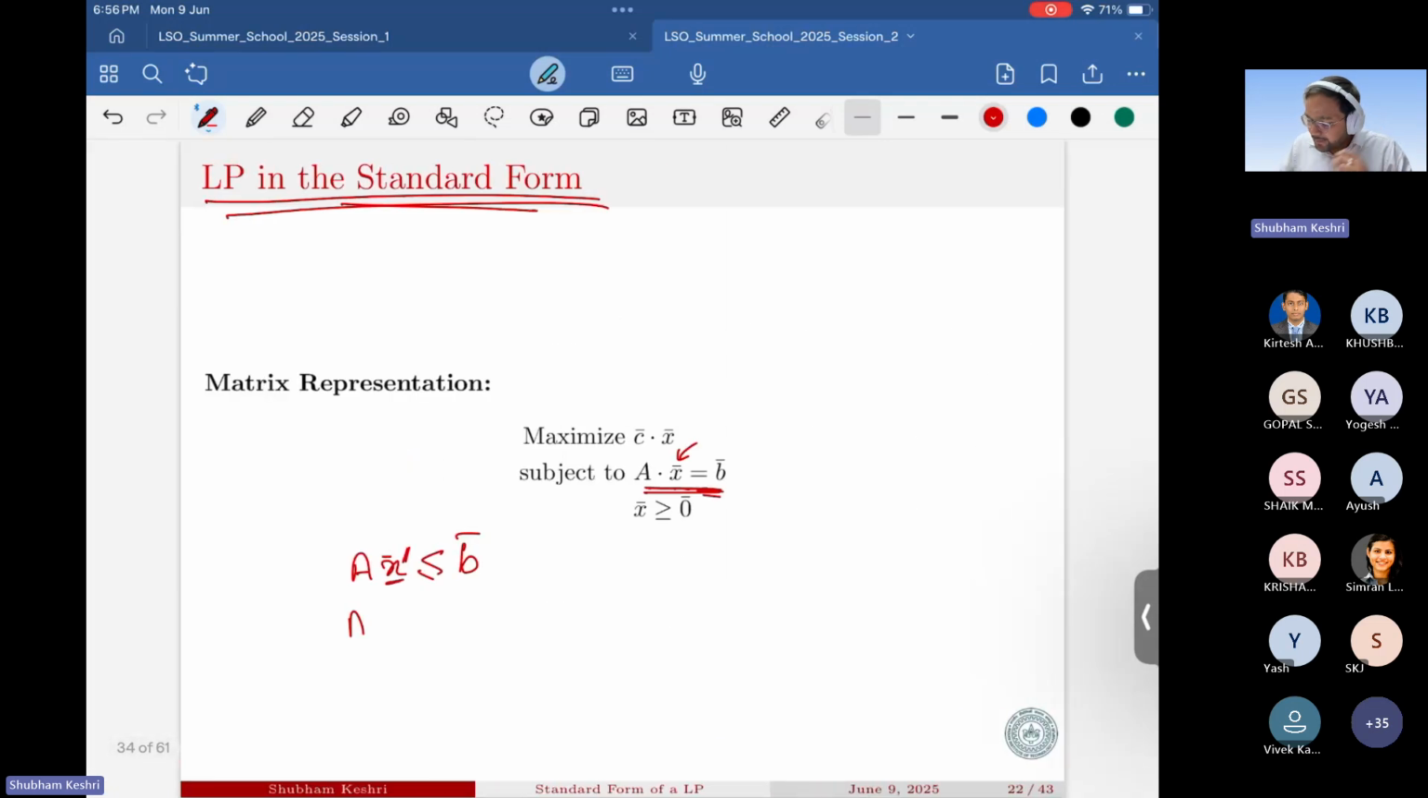For example, I have 2x plus 3y less than or equal to 4. To convert this constraint into standard form, you add a slack variable, so it will be 2x plus 3y plus s1 equals 4.